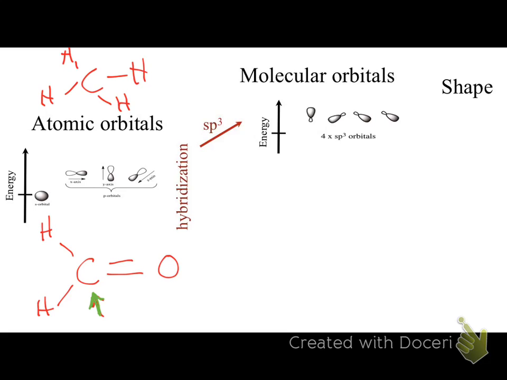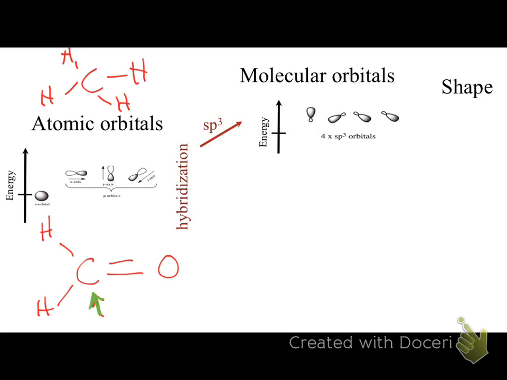Why don't I just hybridize just the p orbitals? Why do I always start with the s? The energy level. Your s orbital is lower in energy than your p orbitals. We're always striving for the lowest energy possible. When we hybridize, we always hybridize the s orbital because it's the lowest in energy. That's why you always have to start with it.